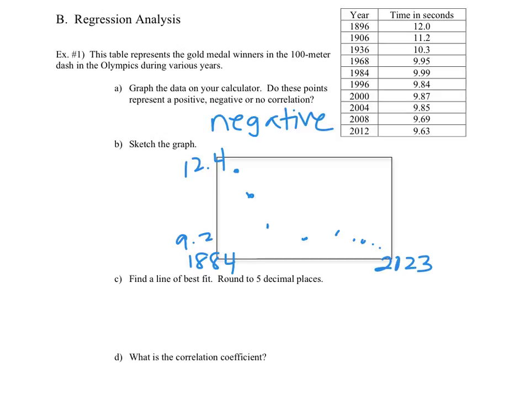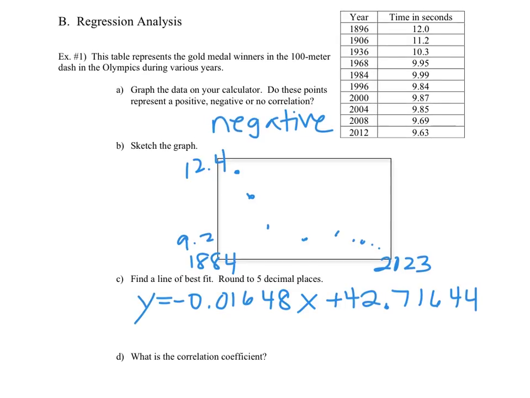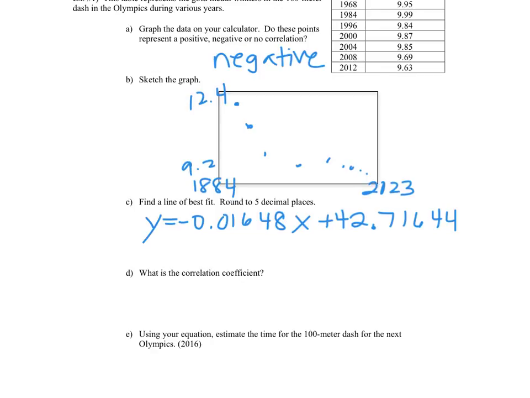So y equals negative, I got 0.01648 x. Yeah? Okay, good. If you didn't get that, then somewhere in your edit, in your list, it's wrong. Is it 165? 16. Oh, 48. Yeah, we're good? Okay. Plus 42.71644. Okay. What is... Oh, 5 decimal. Yeah, 5 decimal places. That's okay.